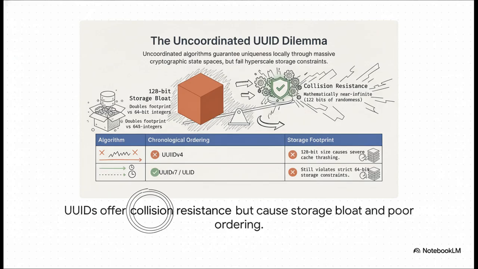These things are 128 bits. That's twice the size of a 64-bit integer. So for every billion records, you're paying double on disk space, double on RAM for your indexes. It adds up fast. Plus, the classic UUID v4 is totally random. It has no time ordering at all, which, as we'll see, is just a nightmare for databases. Now, newer versions like UUID v7 are trying to fix that ordering problem, but you're still stuck with that giant 128-bit size.